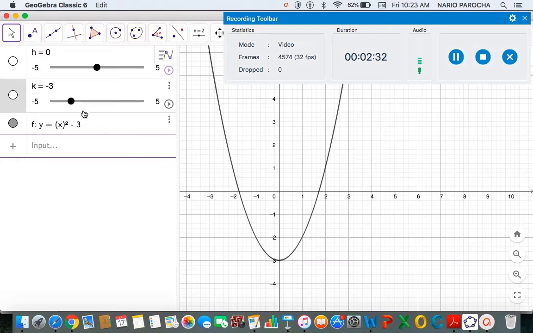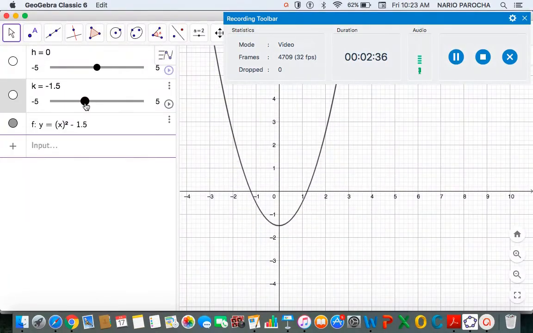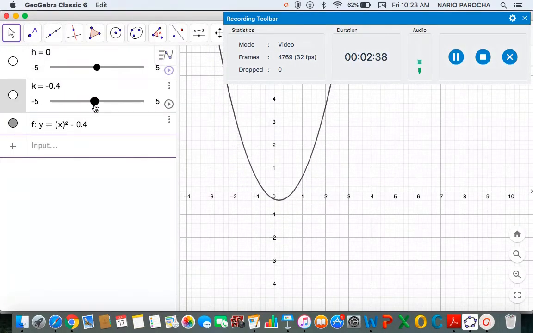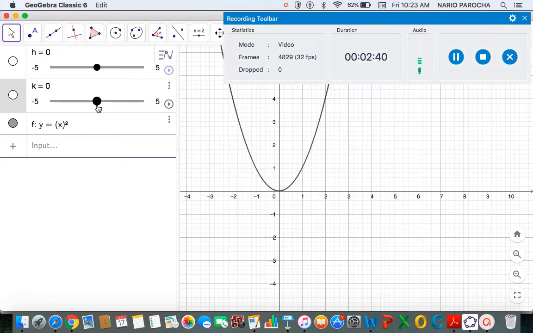So let us now put this back to the original position. Our original parabola, where the vertex is at (0, 0). This time I'm going to show you the horizontal translation. The horizontal translation is somewhat tricky.